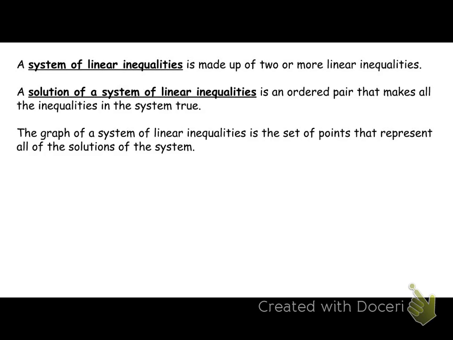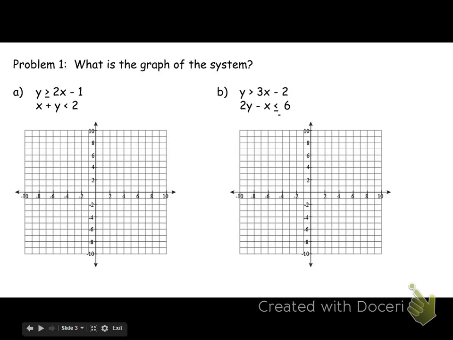Unlike a system of equations where it had one point that was true for both, that was the intersection point, this is going to have multiple points that are true. We represent the solutions with a graph. And the graph is the set of all points that represent all of the solutions of the system. We want to find the graph of the system of inequalities.